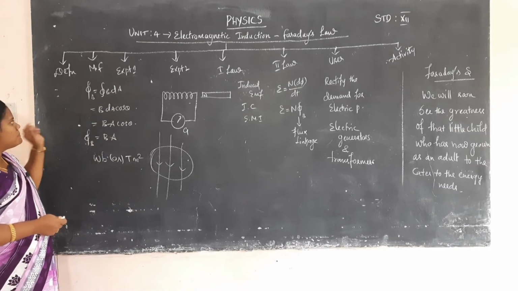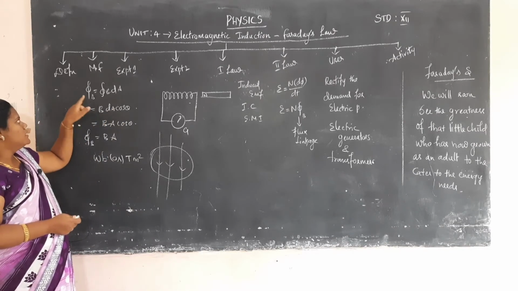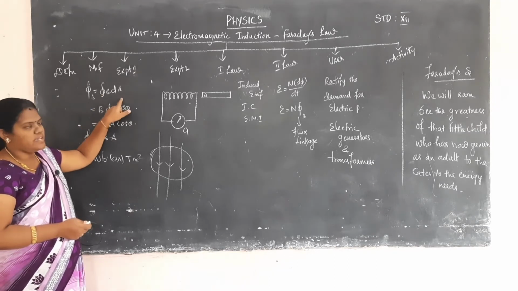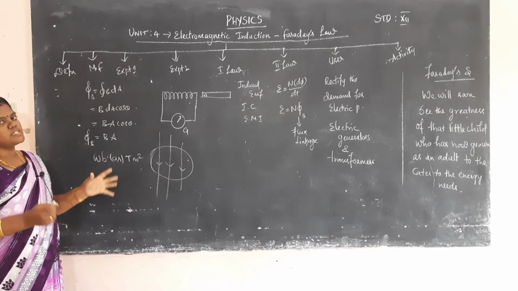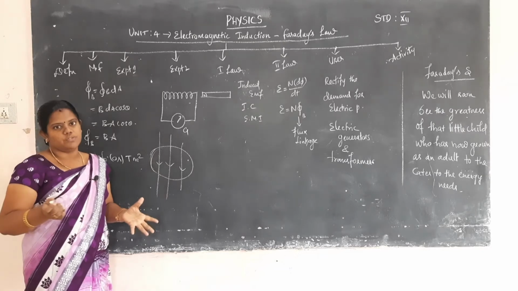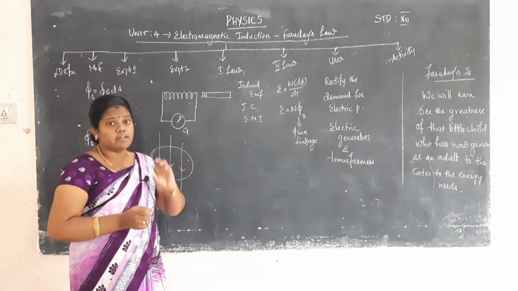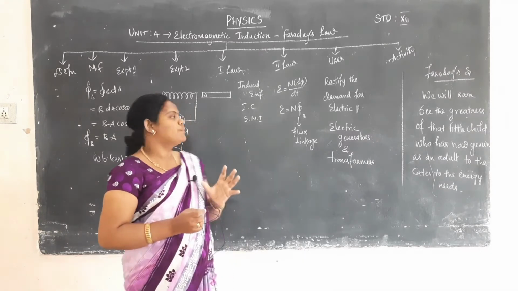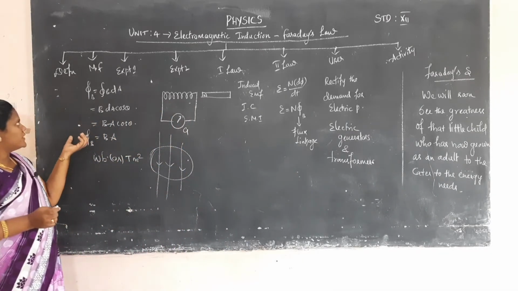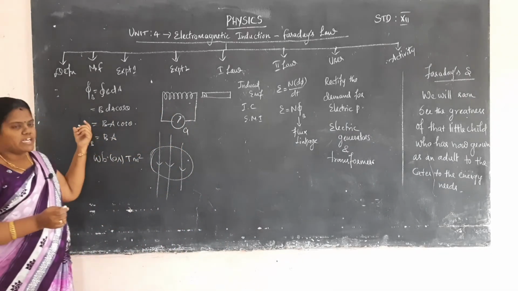So the magnetic flux symbol is phi B, the closed integral of B dot dA. Closed integral means we have to consider one closed circuit. A closed circuit means a circuit that starts from one point and ends at the same point. That is the closed circuit. So we have to consider one closed circuit, and mention the magnetic field and the area.